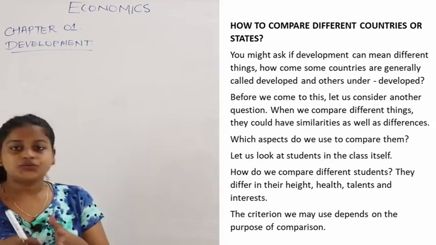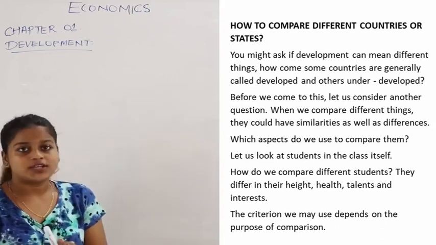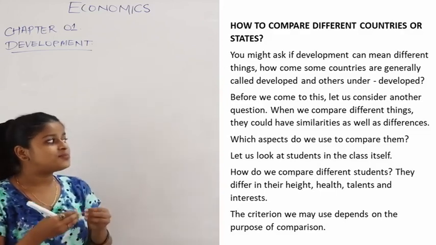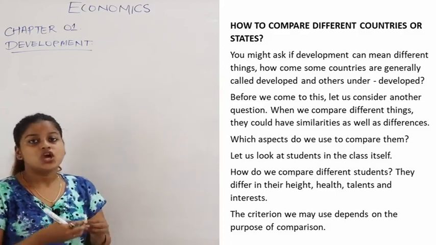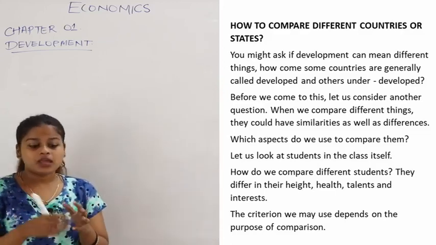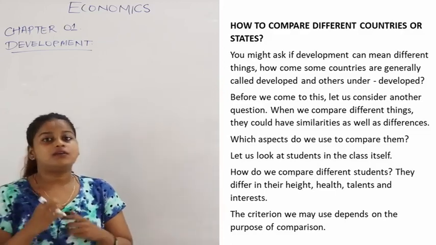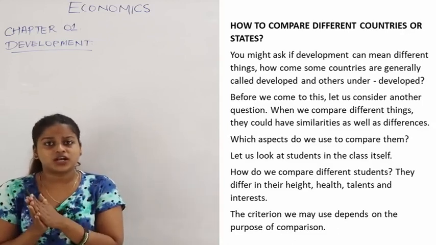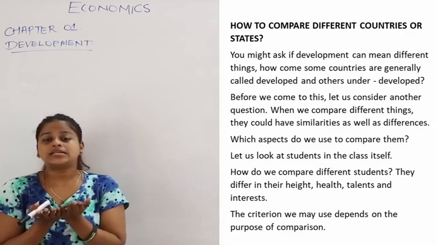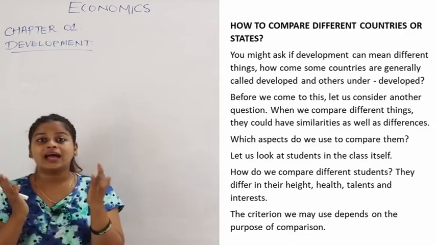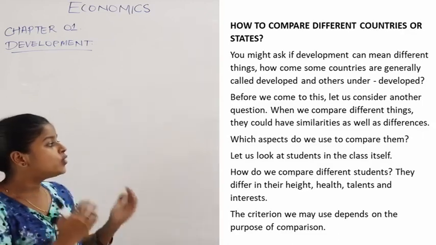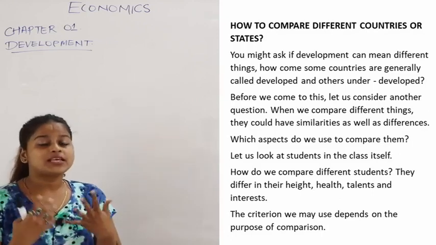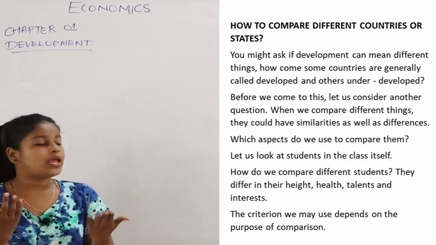Before we come to this, let us consider another question: when we compare different things, they could have similarities as well as differences. If I am comparing one country to another, a few of the factors of these two countries would be similar, but at the same time they will have differences. So which aspects do we use to compare? What aspects can we use to compare countries A and B?